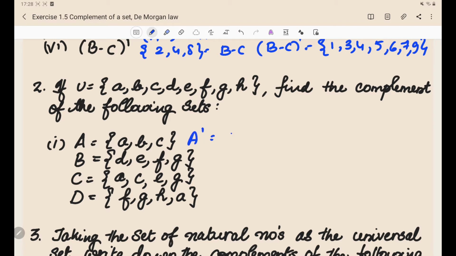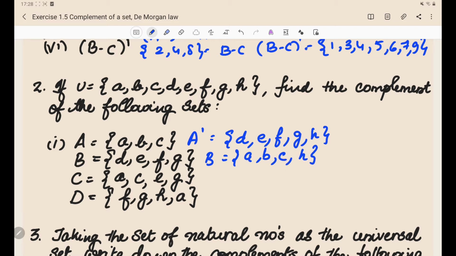What is that? Just write all the elements other than A, B and C. That is D, E, F, G, H. Again for B, D, E, F, G is there. So what is B complement again? What is that? A is there, then B is there, then C is there and H is there. So that is what B complement.